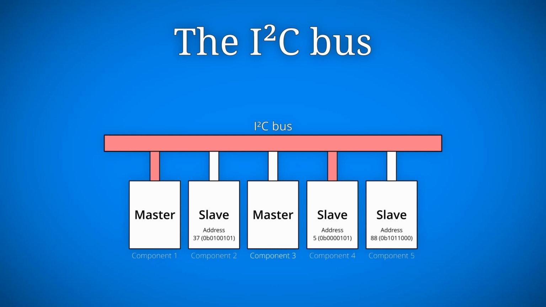The component's manufacturer gives the slave its address. Sometimes, it's possible to choose between 2 or 4 pre-assigned addresses by connecting some of the component's pins to the ground or the 5 volts.